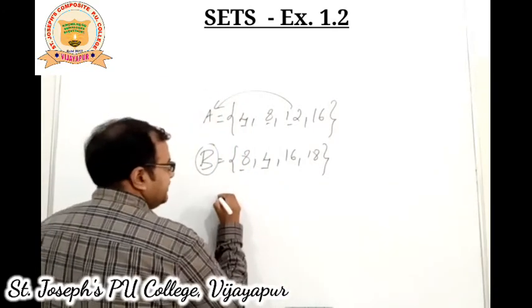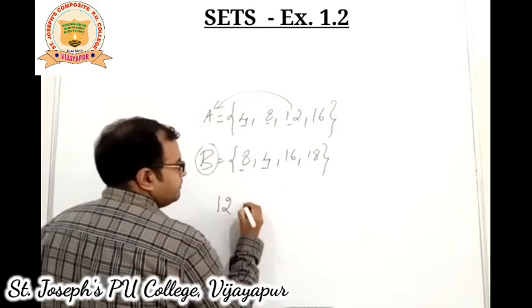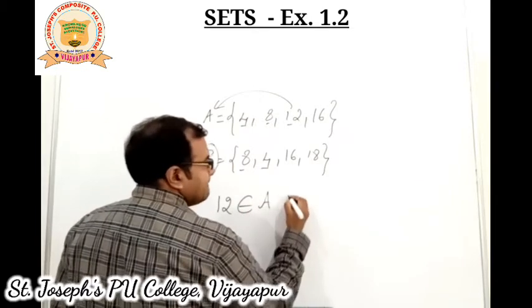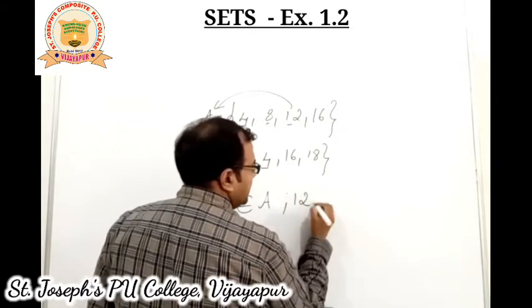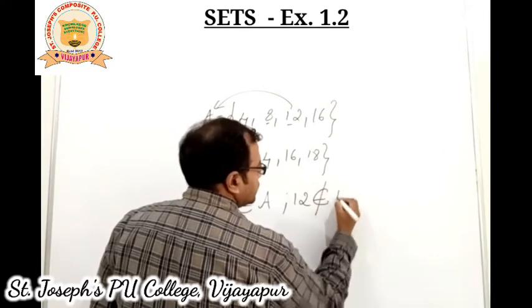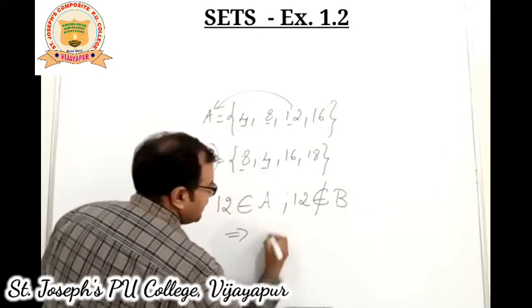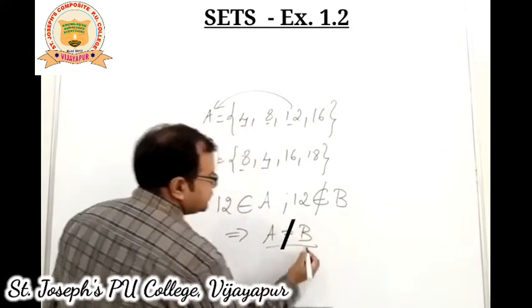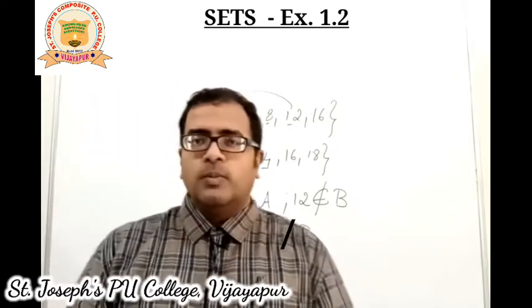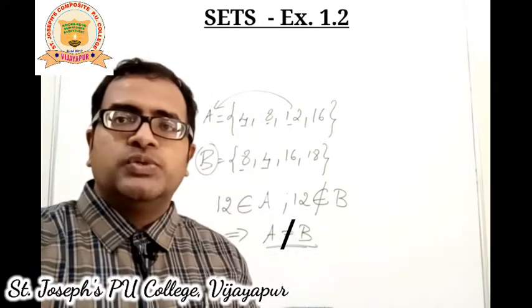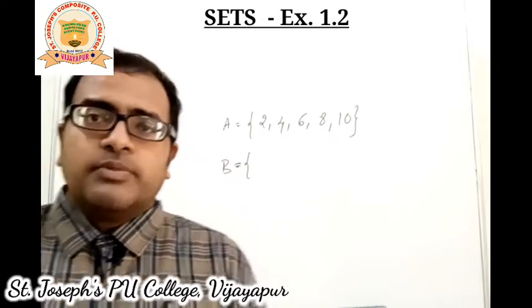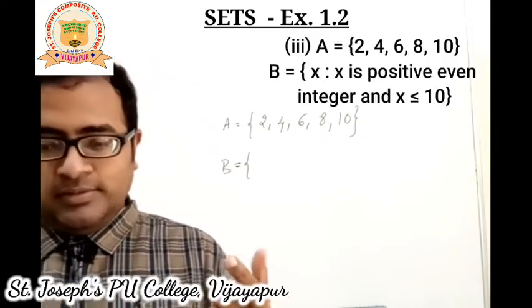Okay, I am taking 12 belongs to A, but 12 does not belong to B. That implies A is not equal to B. So, that is sub question 2. The third sub question goes like this.